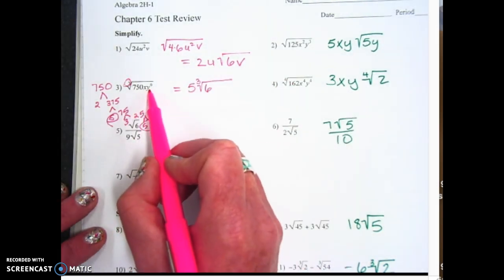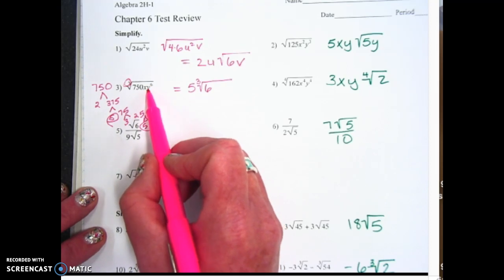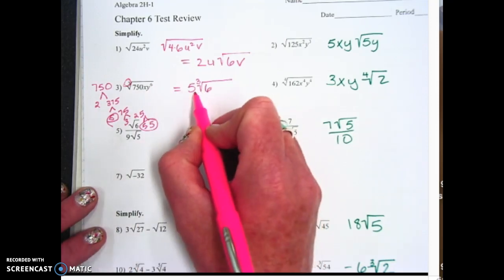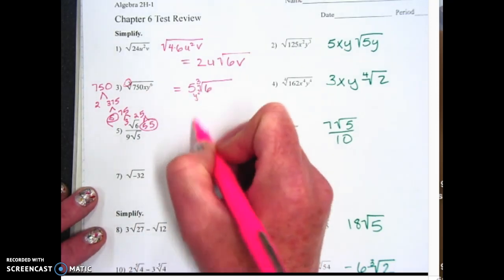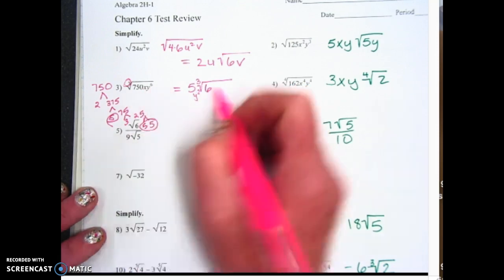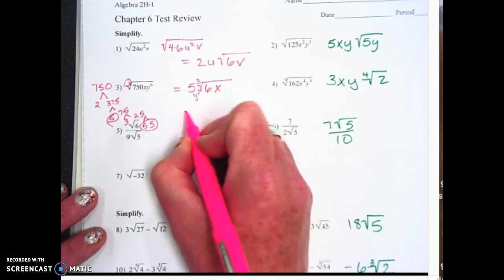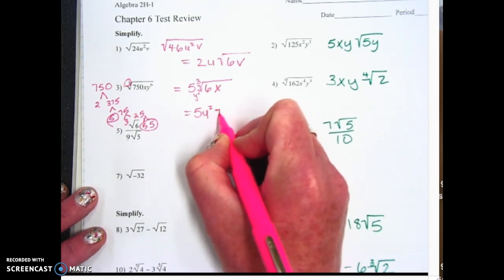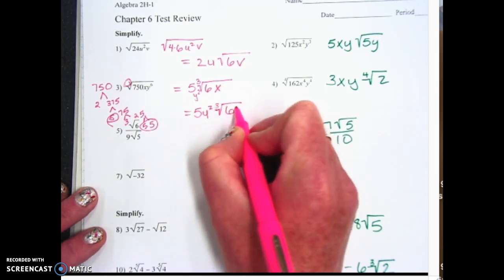The y to the 6th is y to the third times y to the third. So y to the second should come out. I didn't leave myself enough room. I'll squeeze it right in here. So it should be 5y squared. The x to the first has to stay under. So let me rewrite that nicely. 5y squared cube root of 6x.